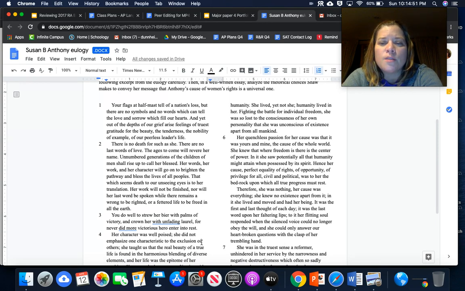Her quenchless passion for her cause was that it was yours and mine, the cause of the whole world. She knew that where freedom is, there is the center of power. In it she saw potentiality, all that humanity might attain when possessed by its spirit. Hence, her cause, perfect equality of rights, of opportunity, of privilege for all, civil and political, was to her the bedrock upon which all true progress must rest.